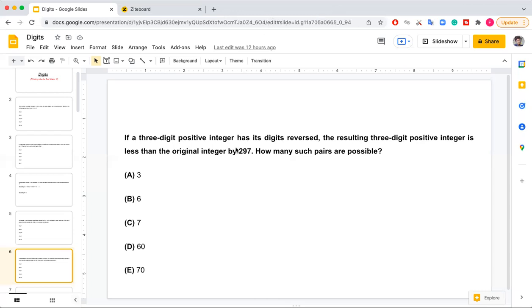If a 3-digit integer has its digits reversed, the resulting 3-digit number is less than the original by 297. If I call the original number X, with digits A, B, C, and the reversed number Y, that will be C, B, A. The question is saying if I subtract Y from the original, it differs by 297. So ABC minus CBA is equal to 297.